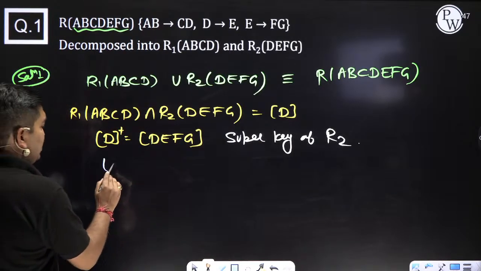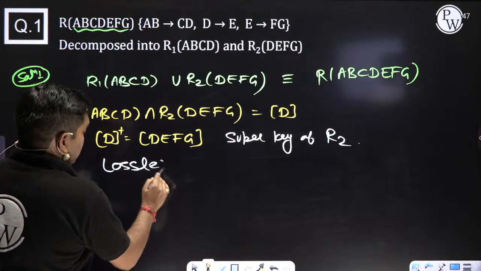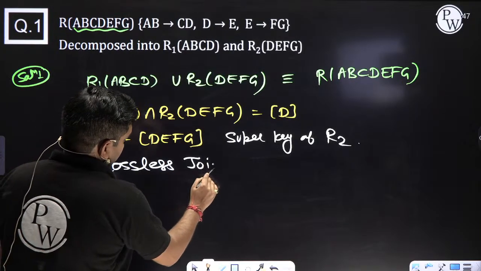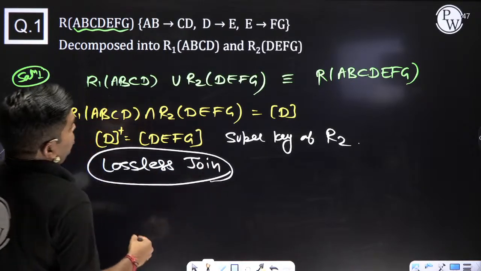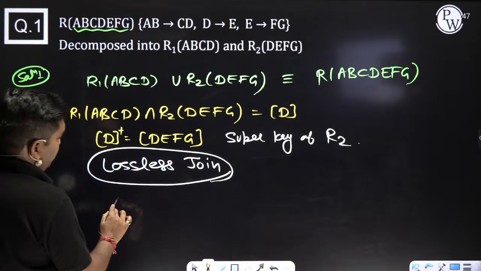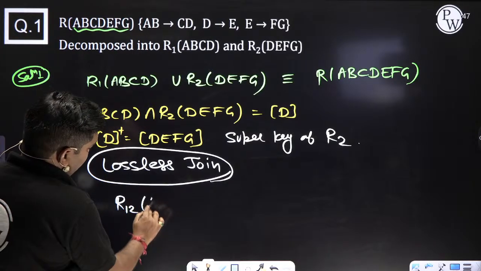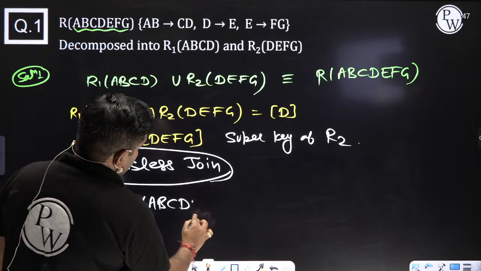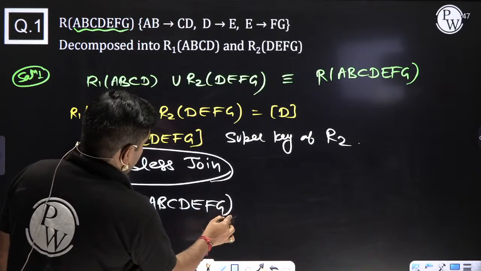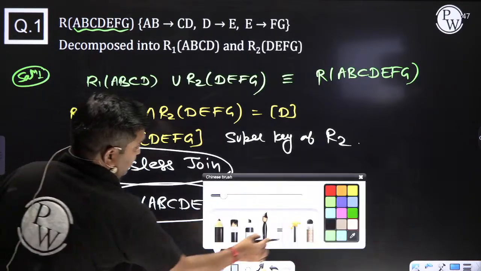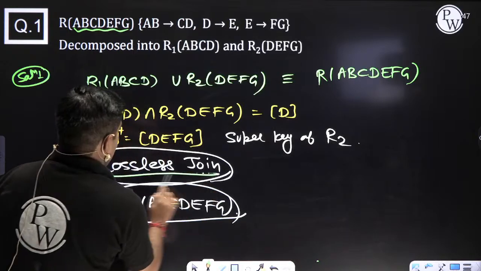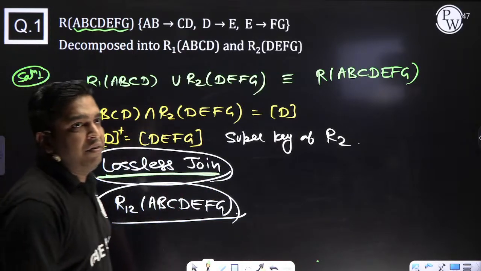So what can we say? It is lossless join. When you decompose, you get each and every attribute A, B, C, D, E, F, G, and it is a lossless join, my dear.